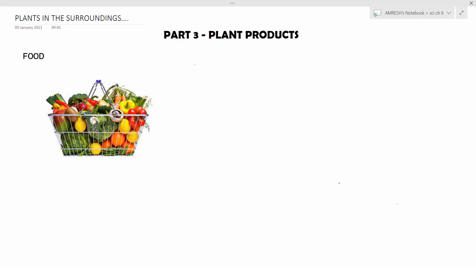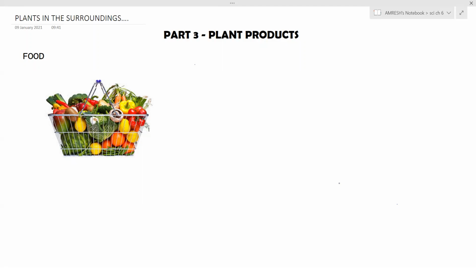Today, we are going to read the last part of this chapter, Plants in the Surroundings, that is, plant products. This is not the important part, but you may get a small 2 to 3 mark question. So, let's read. It is a very short part. We get many products from the plants. So what are those products we will learn here?